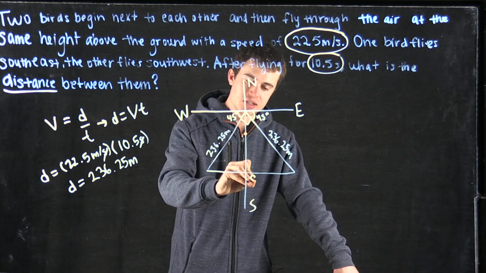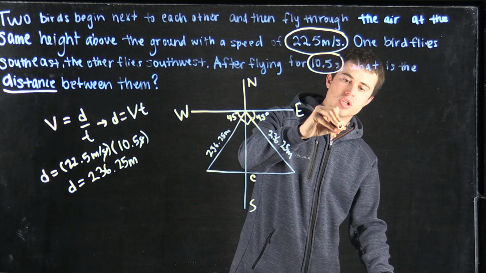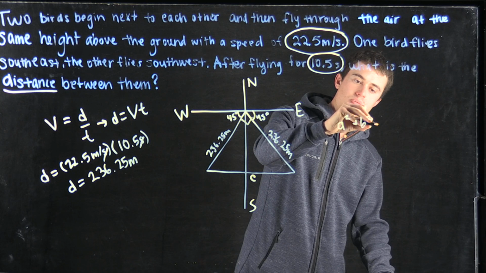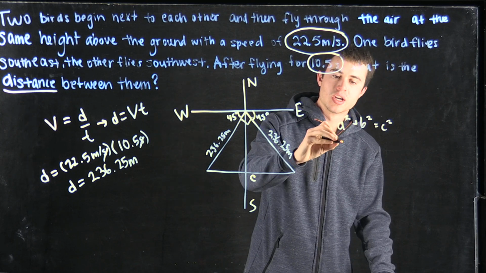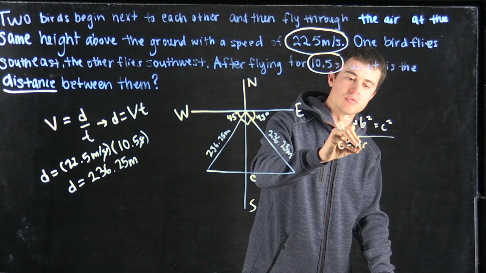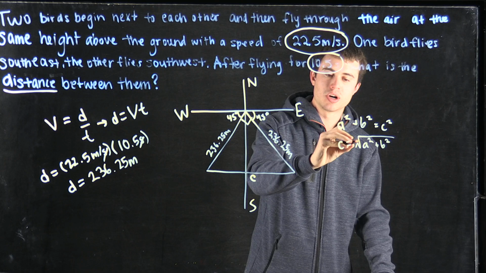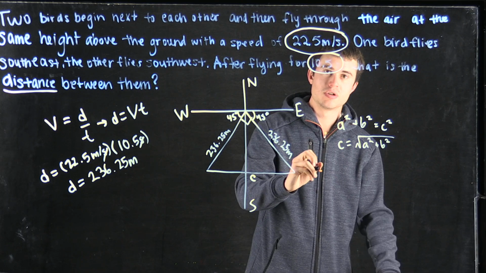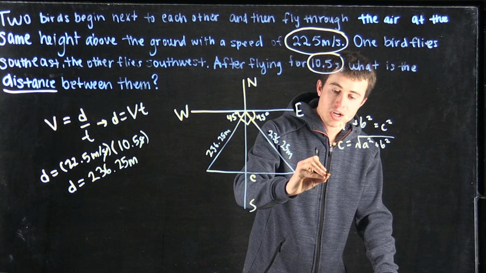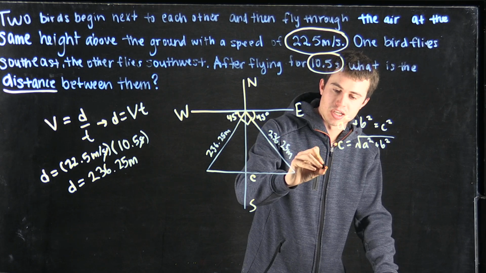So in order to find this length, which we'll call c, you have to use the Pythagorean theorem, which of course is a squared plus b squared equals c squared. To get c by itself, you just take the square root. So c equals the square root of a squared plus b squared. And normally it's plus or minus, but since c is a distance, we don't use the negative value. So a and b are both 236.25.